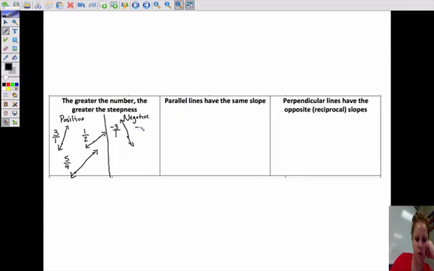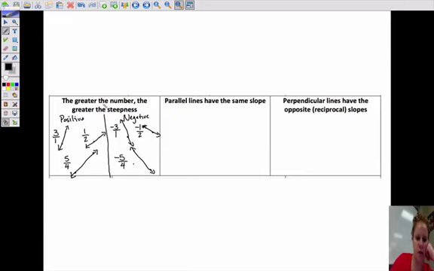This would be down 1/2. So if I start here, I go down 1/2. Still the same steepness, just going the opposite direction. And then here, if I go down 5/4, again, it's still going to be 1, 2, 3, 4, 5, 1, 2, 3, 4, about the same steepness. I'm just going the opposite direction.